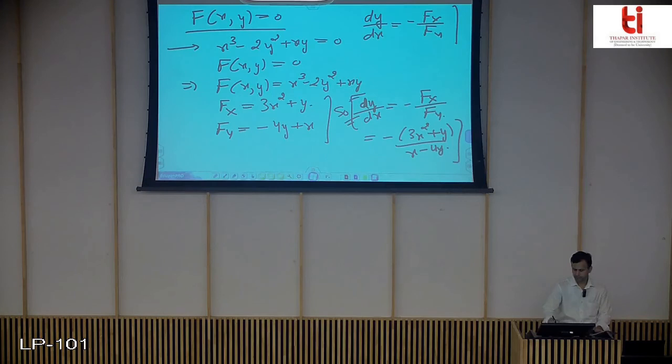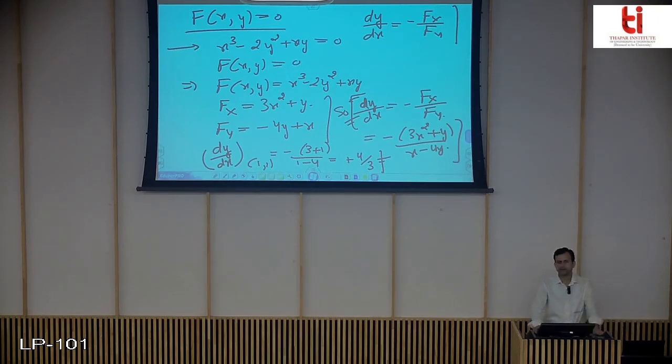So this is the use of this formula, and hence finally, since it has been asked in the question to find the value at (1, 1), this is minus (3 plus 1) upon (1 minus 4), which is minus 4 upon minus 3, or plus 4/3. Yes. So this is the required solution for this question.